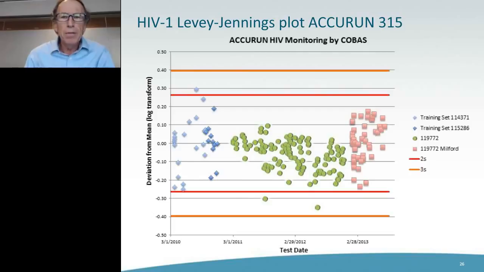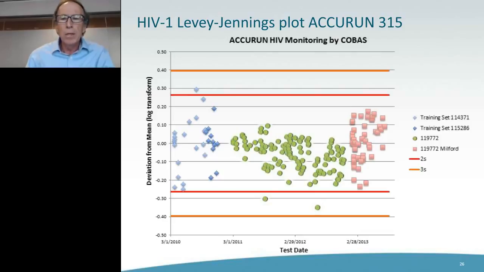Here's the HIV assay, and again, blue diamonds are the training set. The green circles are the lot of ACCURUN 315, lot number 119772, actually run in our Gaithersburg facility. We actually moved that instrument to our Milford facility, and you can see we ran the same lot. Now this is an example. Say you wanted to move your instrument. Here's a good way to compare results from one physical laboratory to another physical laboratory, even within the same company.